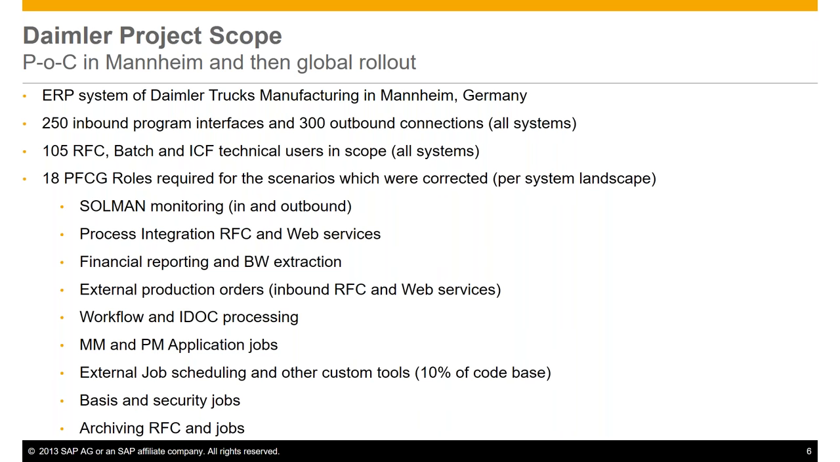Then the application jobs which they had, which were primarily processing data within the system during the night, could be grouped into those relating to MM, so materials management, and those relating to PM, plant maintenance. And they had separate batch users already for those. We just needed to adjust the job step user in selected cases, but that was already from the setup perspective. The users were way over-authorized, but the design of the jobs was already well thought out.